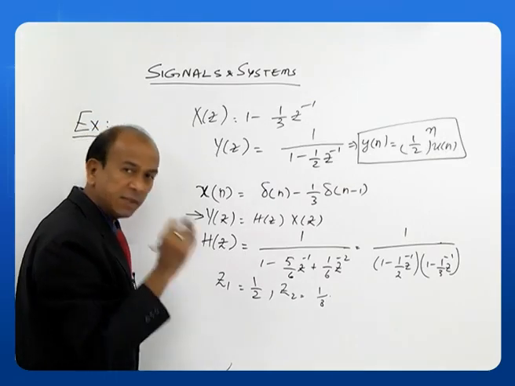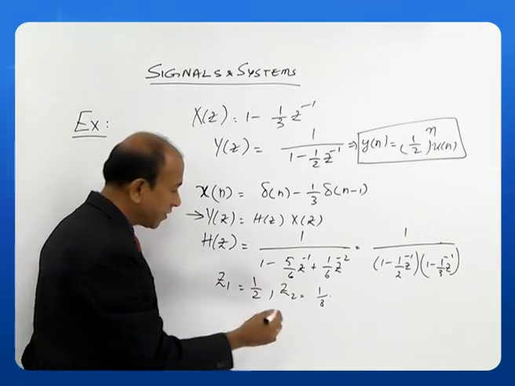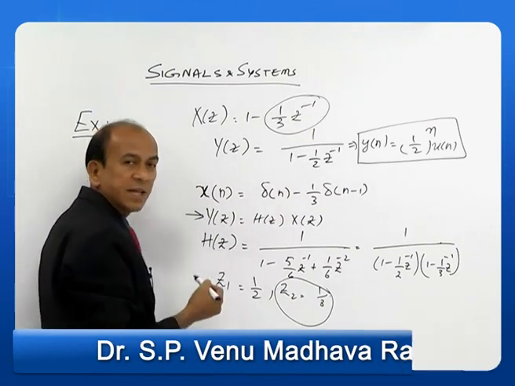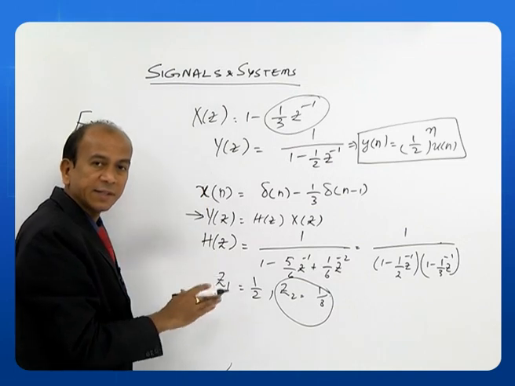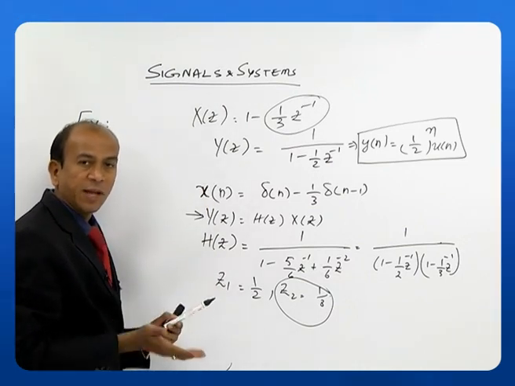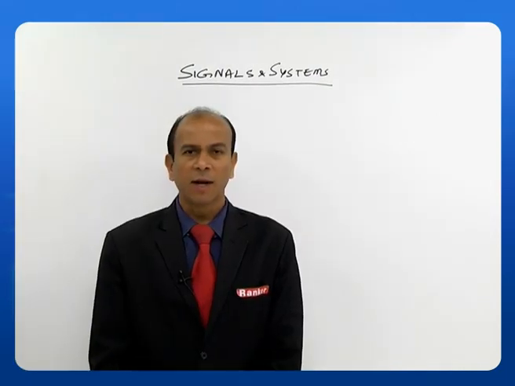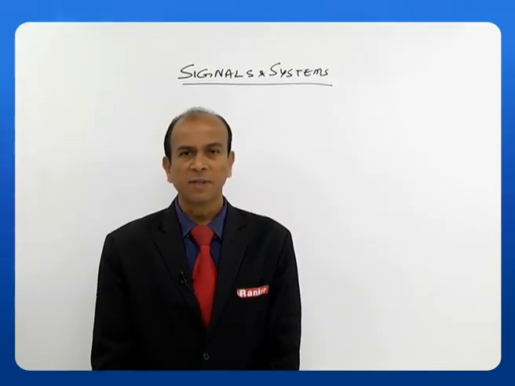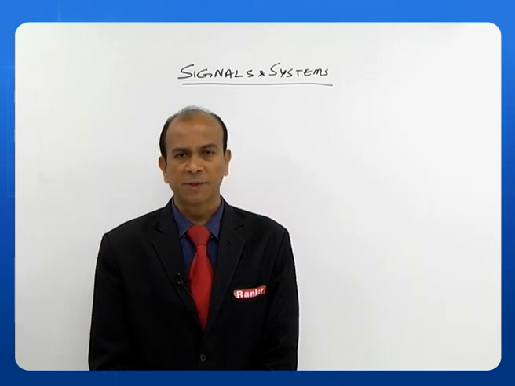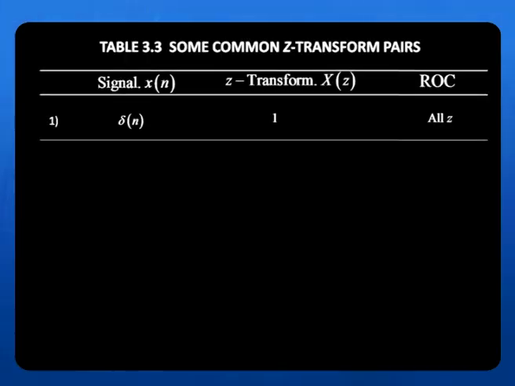So, this is a particular example where we have seen that a pole and a 0 existing at the same place are getting cancelled. This is an example which demonstrates zero-pole cancellation. Now, because we are solving so many examples, let us look at some common Z transform pairs. Some common Z transform pairs are like this.